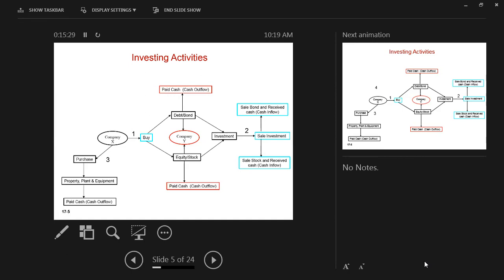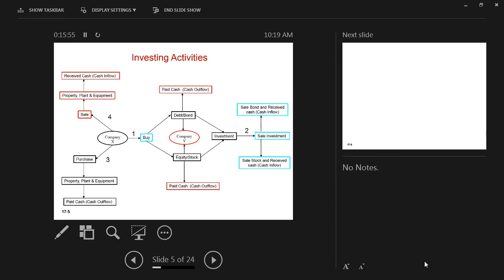Now maybe a few days later you need some money. So what can you do? You can sell one land, you can sell one building, you can sell some equipment, and you can get some cash. So example 4 says that you sell your property, plant, and equipment, and you get some money back, a cash inflow. So these are the overview of investing activities.